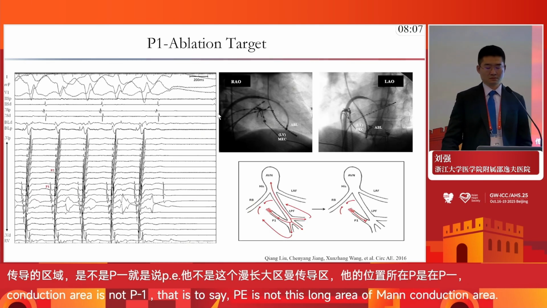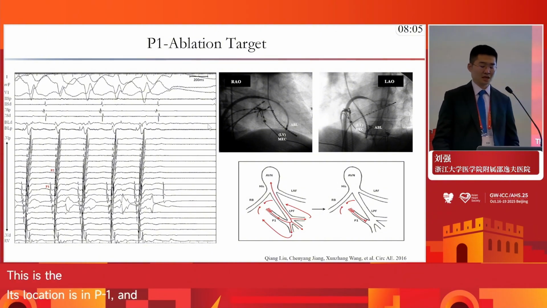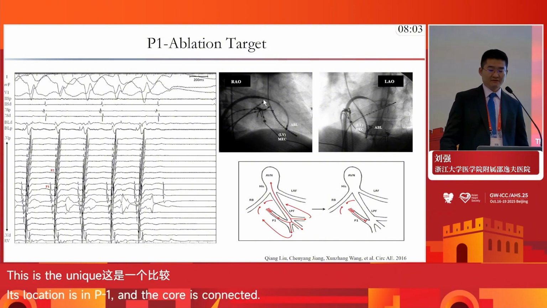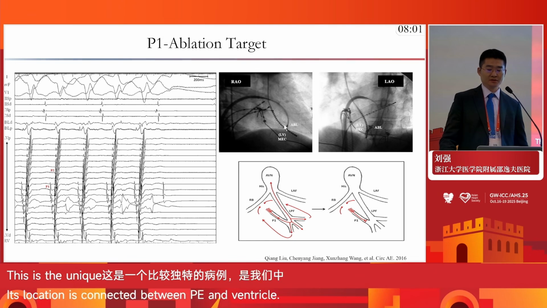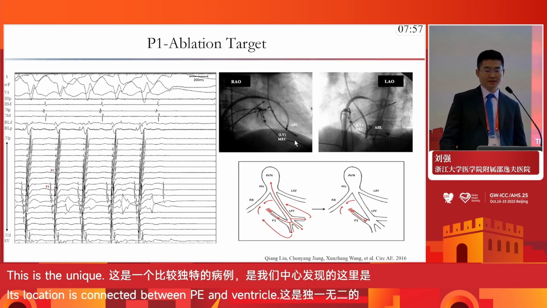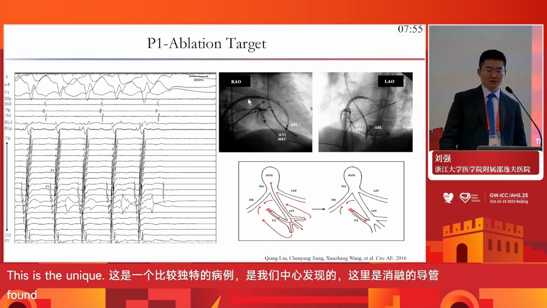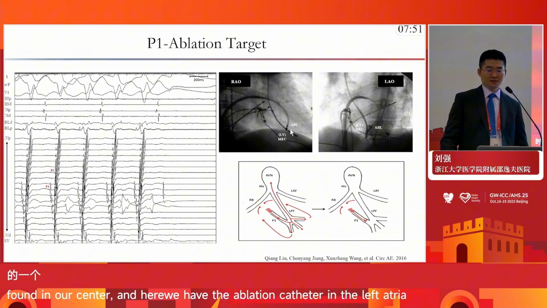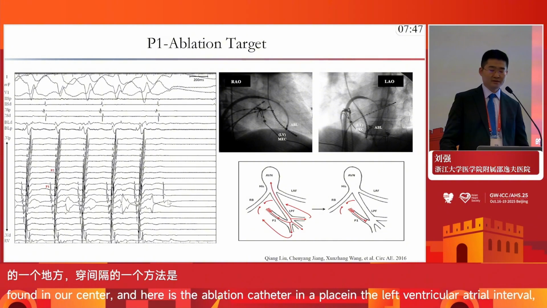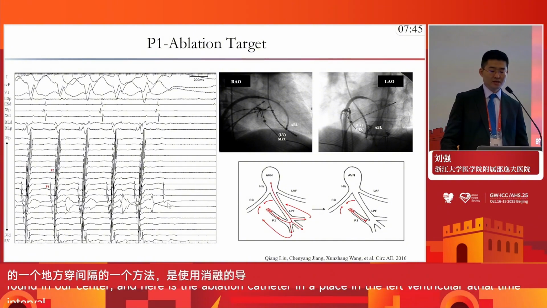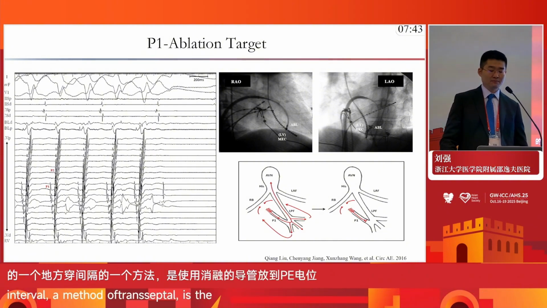This is a unique case in our group. We left the duodecapolar electrode catheter at the left posterior left ventricular septum, and using the transseptal approach, put the ablation catheter focused on the distal part of the P1 potential. During ablation, when P1 blocked, the tachycardia terminated.